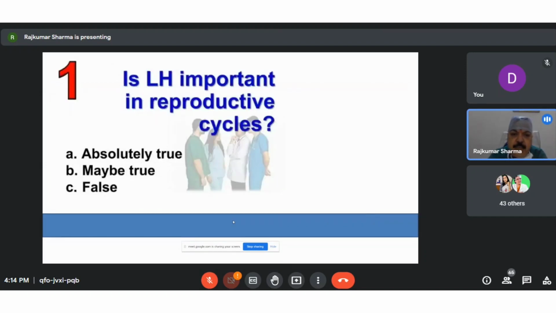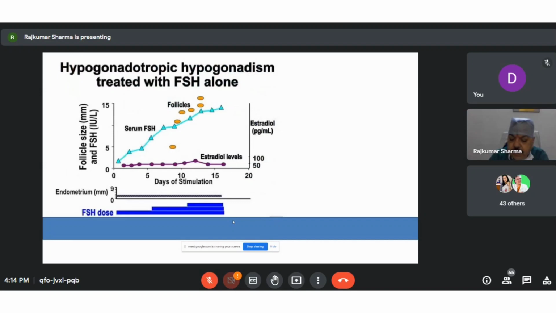So the first question is: is LH important in reproductive cycles? The answer could be absolutely true, maybe true, or false. Let us see what is the correct answer.